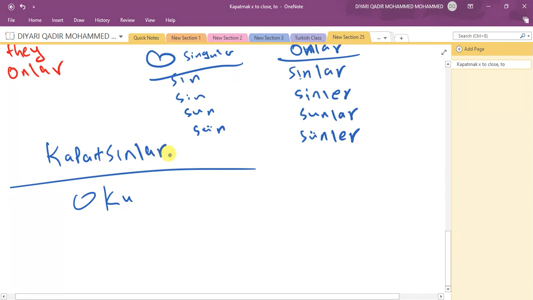Now kapatsınlar, we said this is onlar kapatsınlar. I can say onlar kapıyı kapatsınlar. That means like let them close the door. This is an order, by the way. It's not just let, not allow them. No, it's not allow them. It's just an order, a strict order.